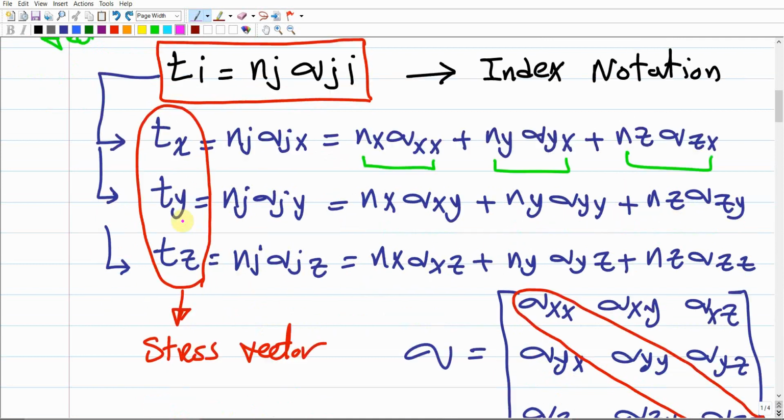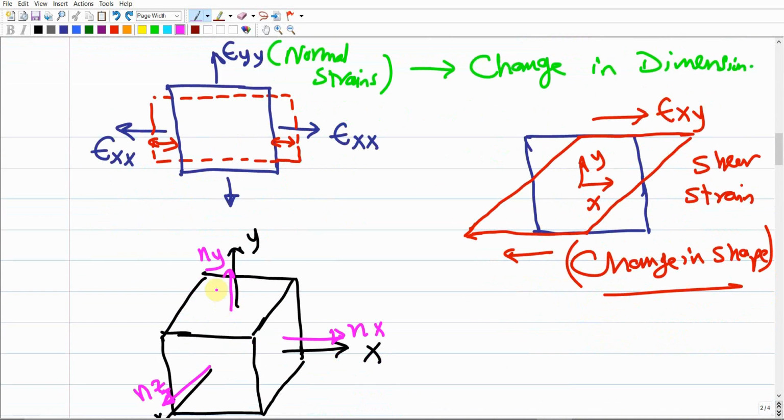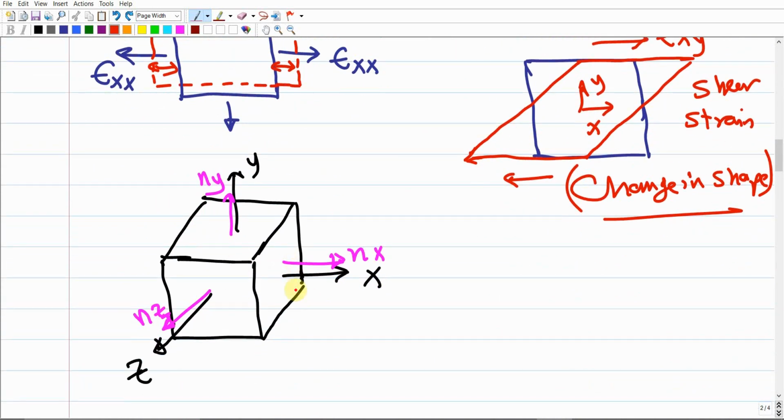So let us consider just the Nx component, the first component here. To have a Tx acting on the surface whose normal is X, it means that the force all the time should be parallel to X. So over this surface we have Tx, and over this surface we're going to have another Tx, which should be the same force, and over this surface we're going to have Tx. Remember that Tx means the force component should be parallel to the X-axis because this is the X component of the T vector.